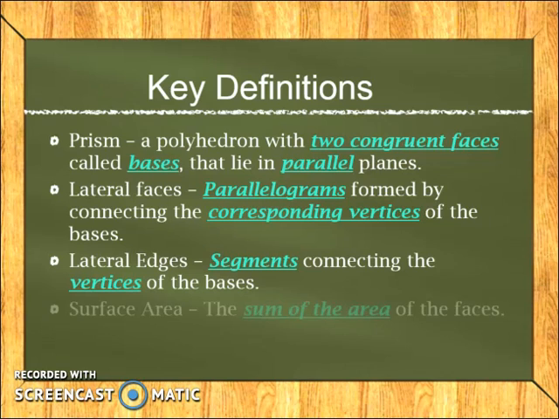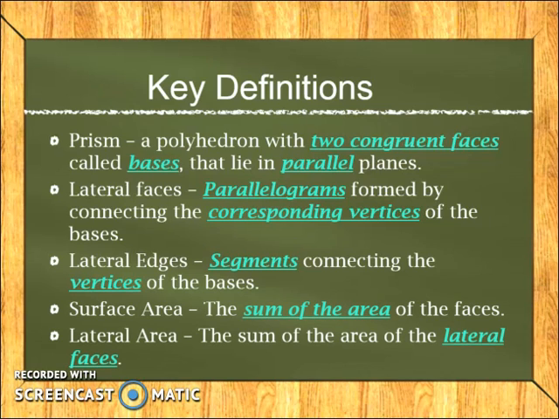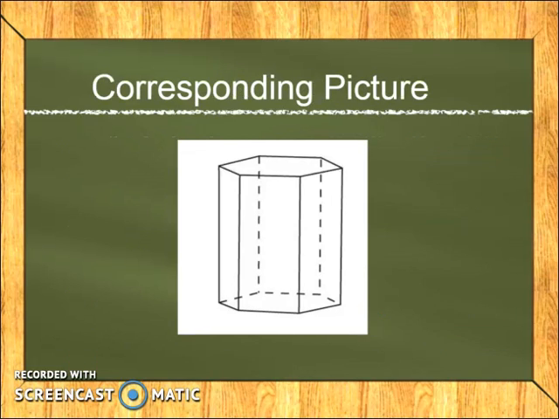And the surface area is the sum of the area of the faces. Finally, the lateral area is the sum of the lateral faces, the rectangles, quadrilaterals, the parallelograms. So this is what a prism looks like.